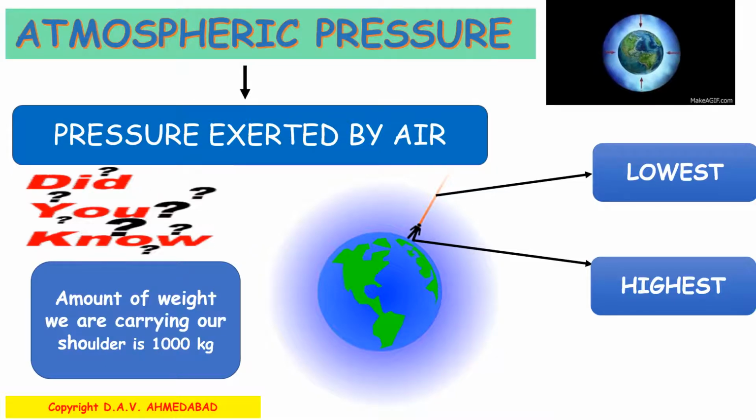So atmospheric pressure is pressure exerted by air around the Earth. You will be surprised to know the amount of weight you are carrying on your shoulder all the time. It is very huge, nearly 1,000 kg. It is actually the weight of the air above your shoulder. So, isn't it an amazing fact?